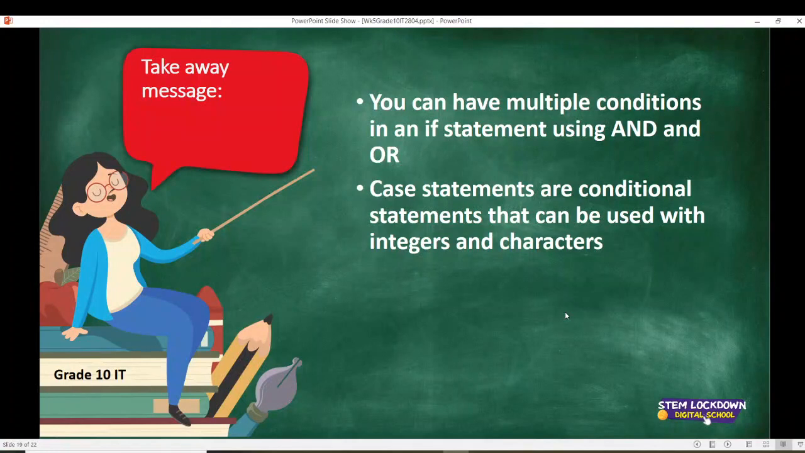Right, so what have we learned in this lesson? We've learned that you can have multiple conditions in an if statement using and, or. Case statements are conditional statements that can be used with integers and characters, only integers and characters, because they deal with ordinal data types.